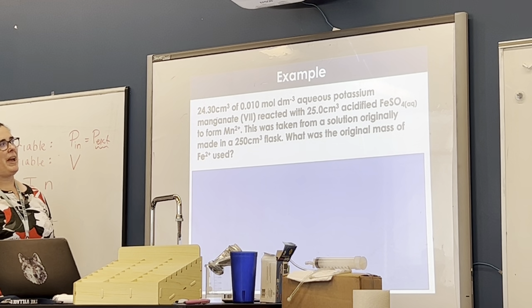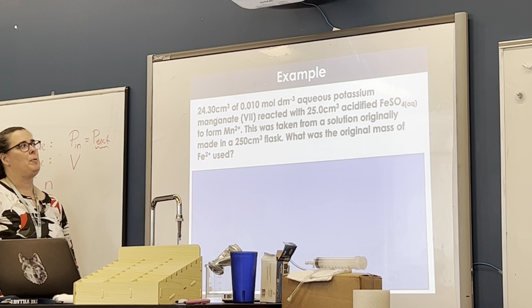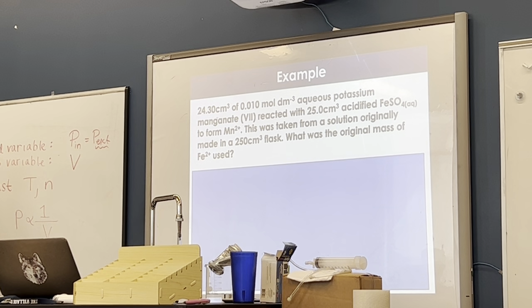Okay, so now we have a new one. 24.3 cubic centimeters of some aqueous potassium permanganate solution reacted with 25 cubic centimeters of acidified iron sulfate to form manganese 2. This was taken from a solution originally made in a 250 cubic centimeter flask. What was the original mass of iron 2 used?